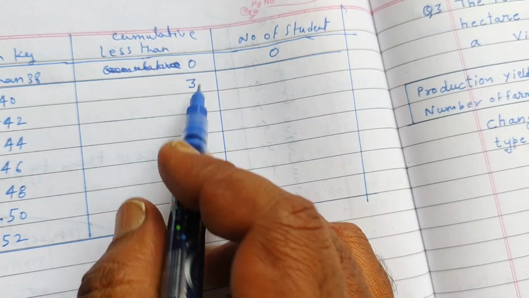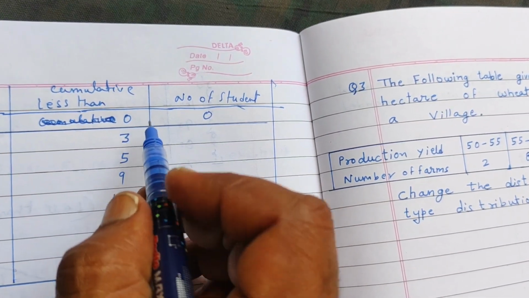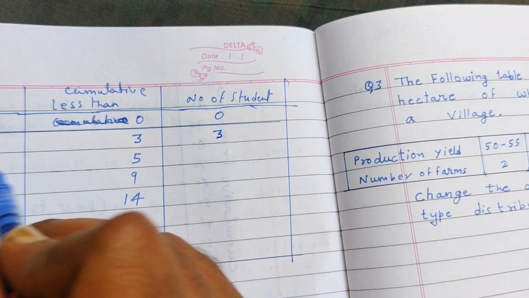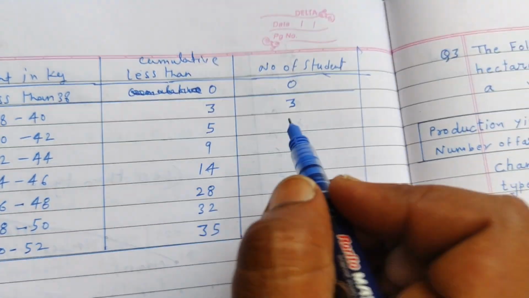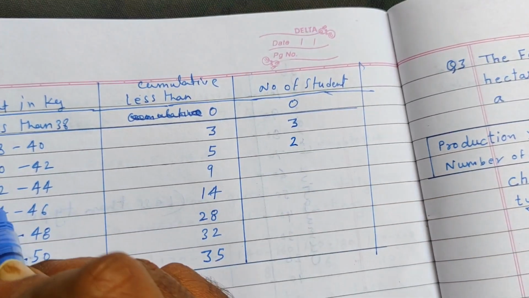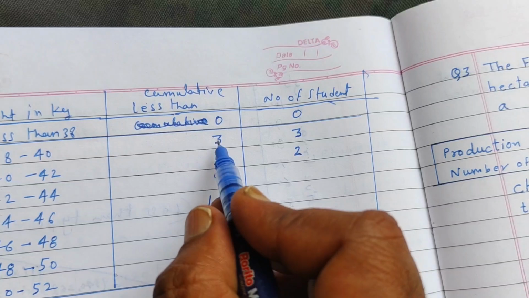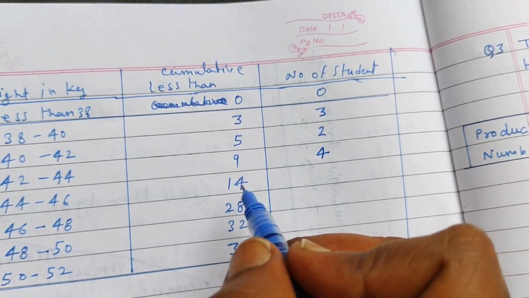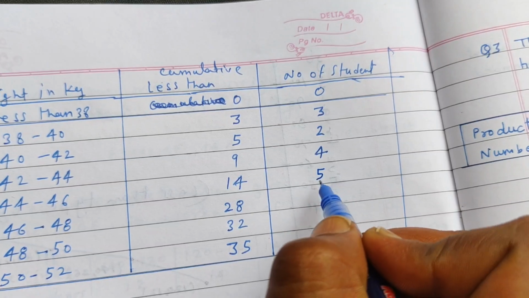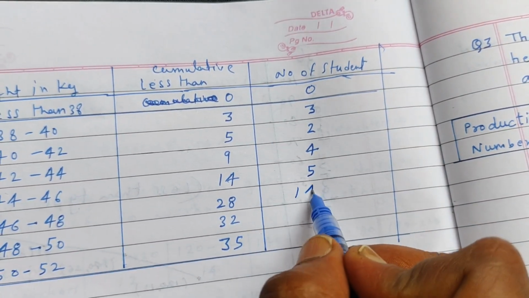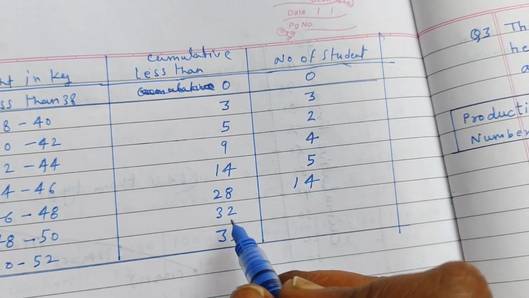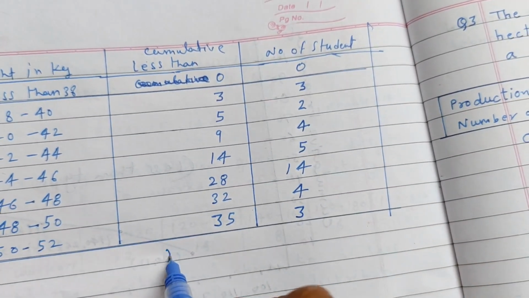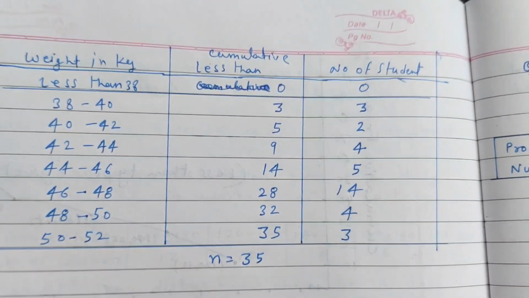The cumulative frequency less than type is given, so we will find the number of students. Less than 38 is 0, 38 to 40 is 3, 40 to 42 is 5 minus 3 is 2, 42 to 44 is 9 minus 5 is 4, 44 to 46 is 14 minus 9 is 5, 46 to 48 is 28 minus 14 is 14, 48 to 50 is 32 minus 28 is 4, and 52 is 3. Here n is 35.